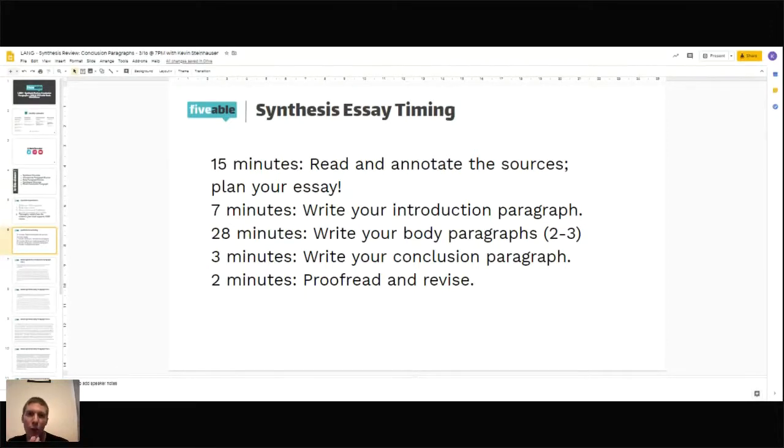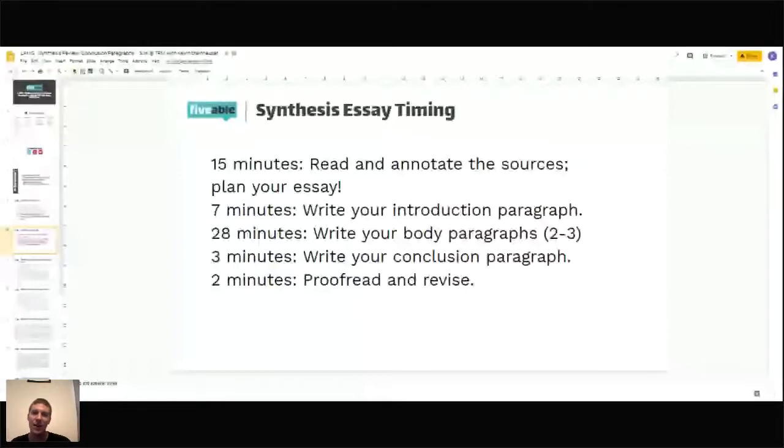Synthesis is always going to be question 1. So you've got 15 minutes to do some reading and planning your essay, and 40 minutes to write. How do we maximize these next 40 minutes? Well, here's my advice, and you can absolutely personalize this and make it your own. But again, I'm prioritizing the body paragraphs because that's where I earn my score.